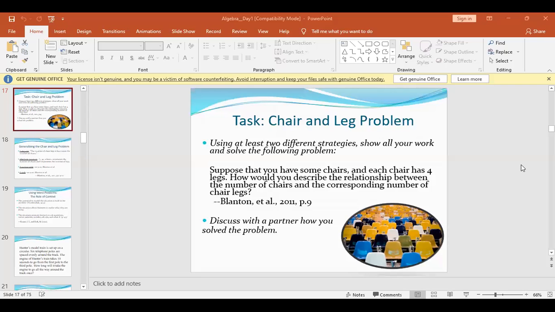Okay, so eto siya yung problem natin. Maghahanap kayo ng partner dyan sa Zoom. Suppose you have some chairs and each chair has four legs. How would you describe the relationship between the numbers of chairs and the corresponding number of legs? So, yan yung problem natin.